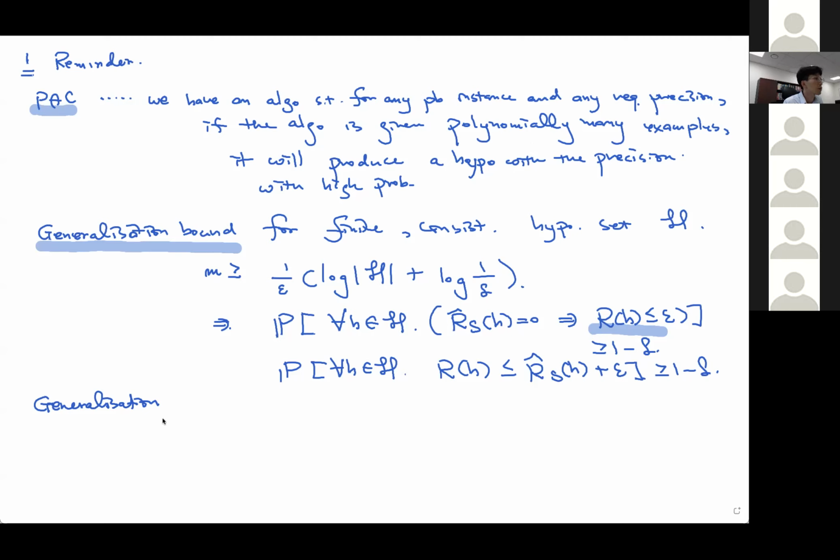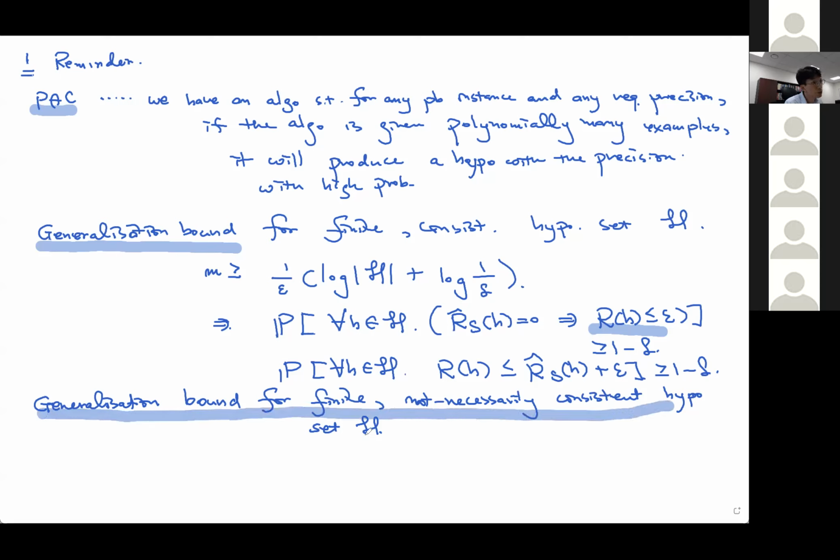Okay. All right, so generalization bound for a finite hypothesis set H, not necessarily consistent. In fact, the form that we're going to have here is the one that will appear repeatedly throughout this course. That's often called a generalization bound, or uniform generalization bound.